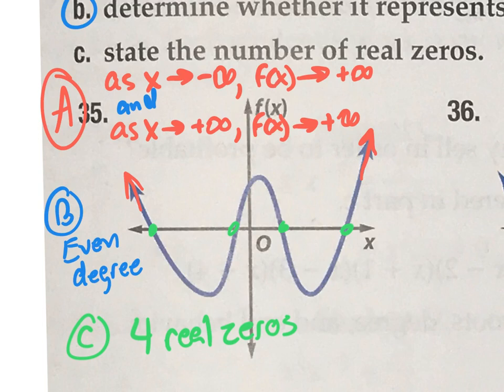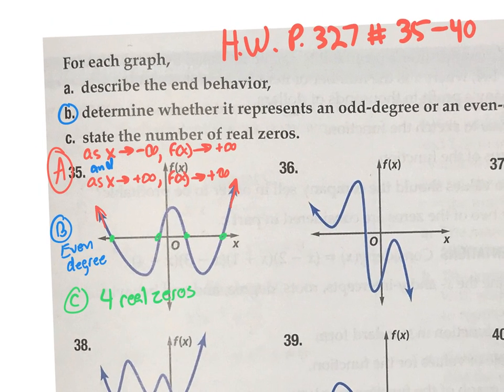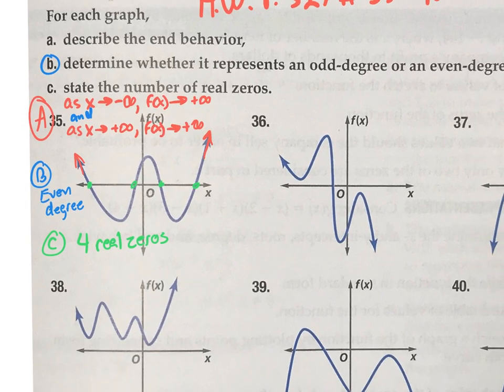But those are the 3 things that we're doing on each of these graphs in the homework on page, what is this, page 327. So 36, obviously, is this an odd degree function or an even degree function? It is odd. It only has 1 arrow pointing up. How many arrows does it have pointing down? Only 1, so that's an odd number. If it has both pointing up or both pointing down, that's an even degree function. If it has only 1 up or 1 down, that's an odd degree function, okay?